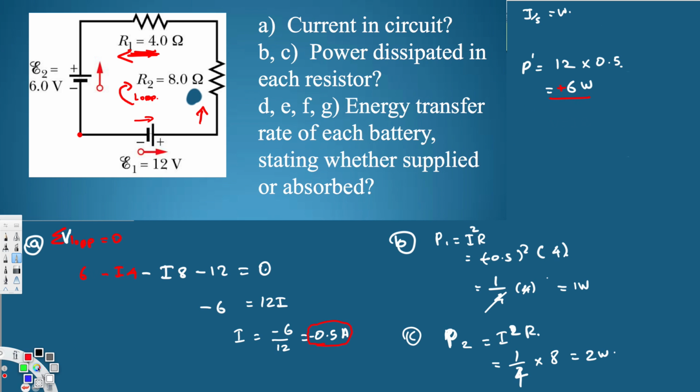Let's look at the other battery and see what value we get. P prime is 6 times 0.5, that's 3 watts. Now the current is going through this one from plus to minus, so that's going to be a negative answer. This would be a negative answer, and that's how we do this kind of problem.